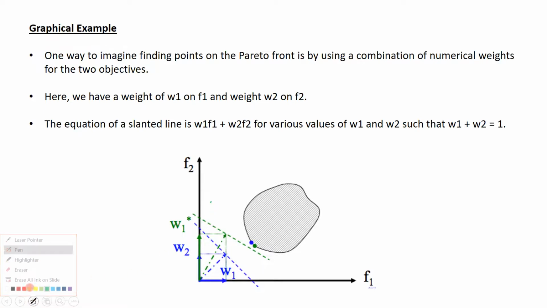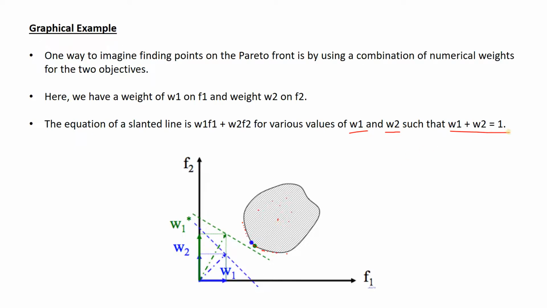Suppose you are not able to find it, you are finding random solutions. Suppose this is one solution, and you are finding some solutions like this within the feasible region. Suppose you are getting these solutions, but you are not able to get solutions on this particular line. That is why we use some weight functions.